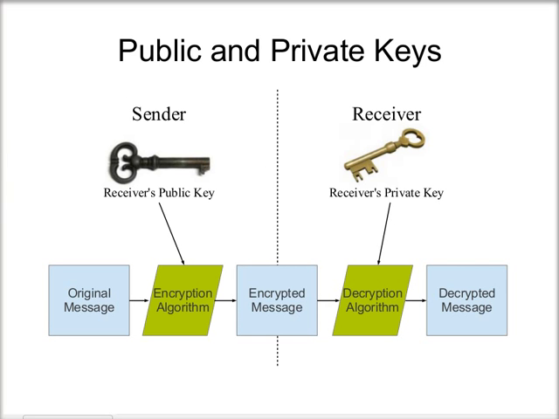So this diagram here shows how this process works. We have the original message. The sender uses the receiver's public key, puts it into an encryption algorithm which encrypts the message. That encrypted message is sent to the receiver. The receiver uses their private key in a decryption algorithm to get the decrypted message, which they can read.